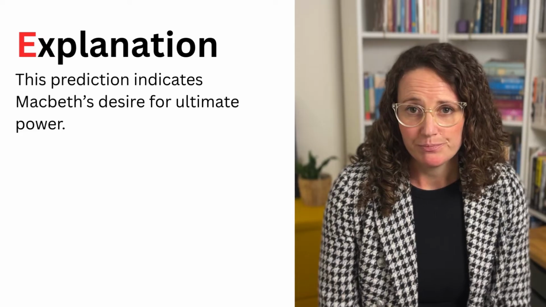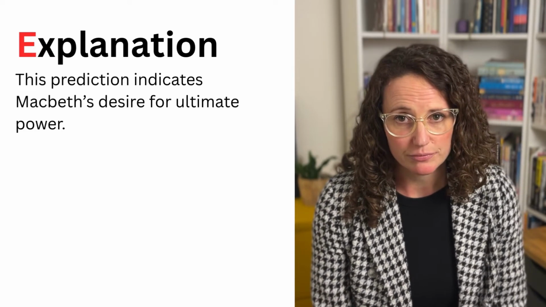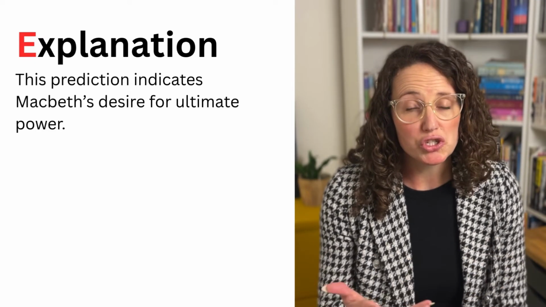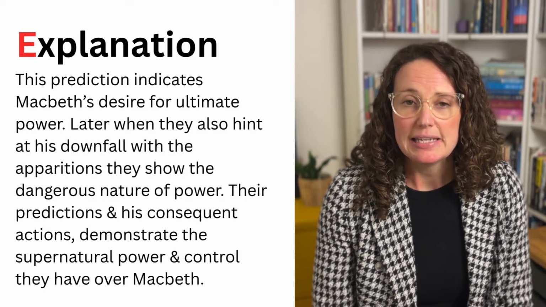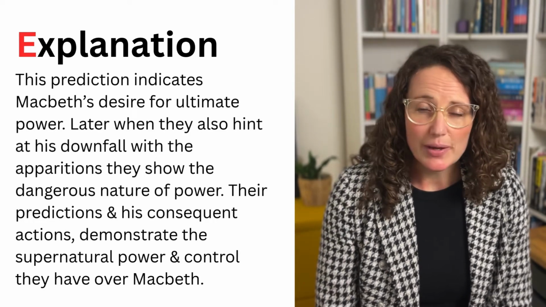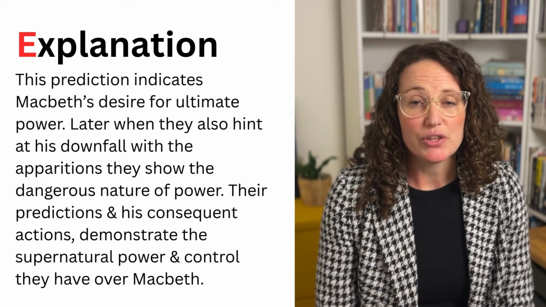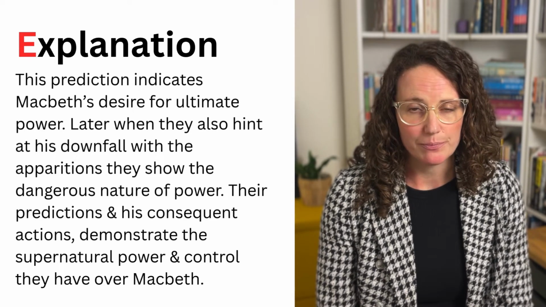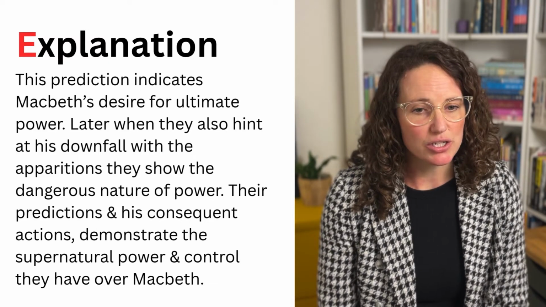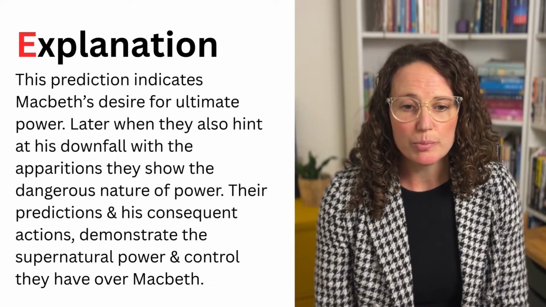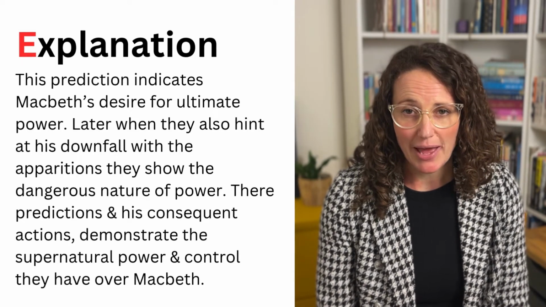This prediction indicates Macbeth's desire for ultimate power. Now that could stop there, but I'm going to go further in order to get higher marks. Later, when they also hint at his downfall with the apparitions, they show the dangerous nature of power. Their predictions and his consequent actions demonstrate the supernatural power and control they have over Macbeth.